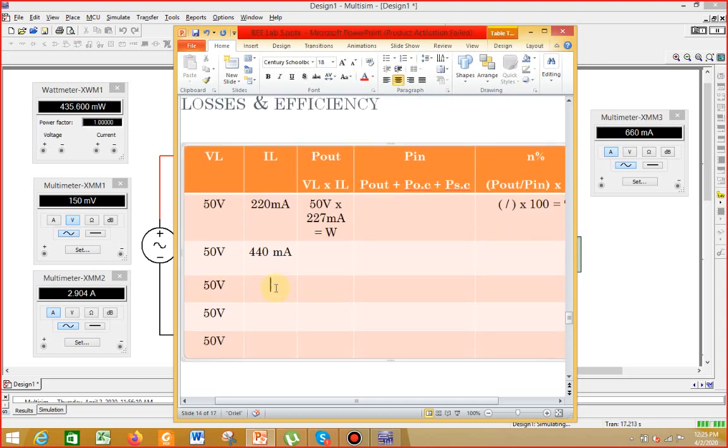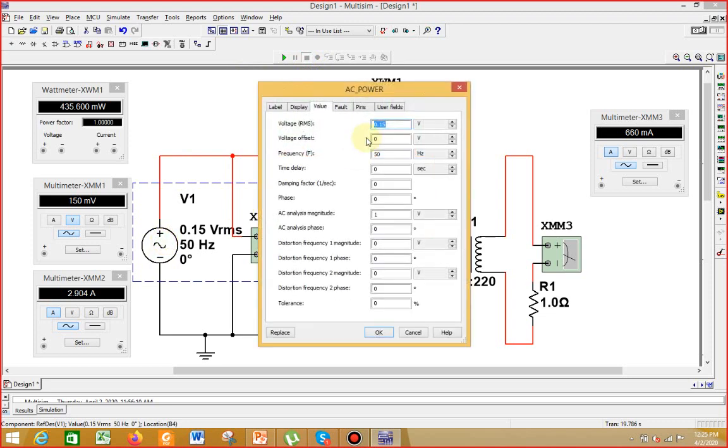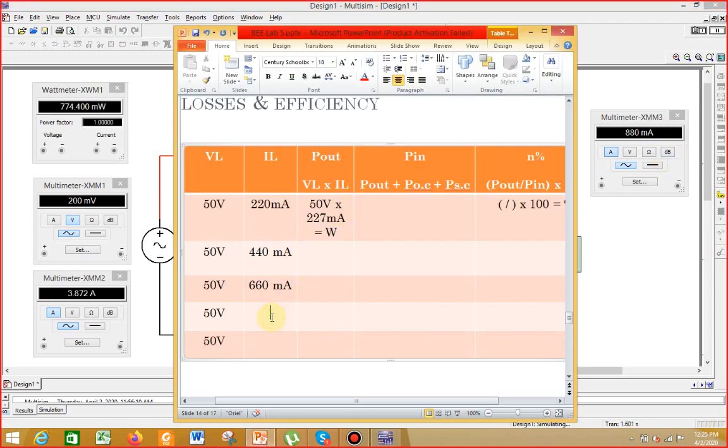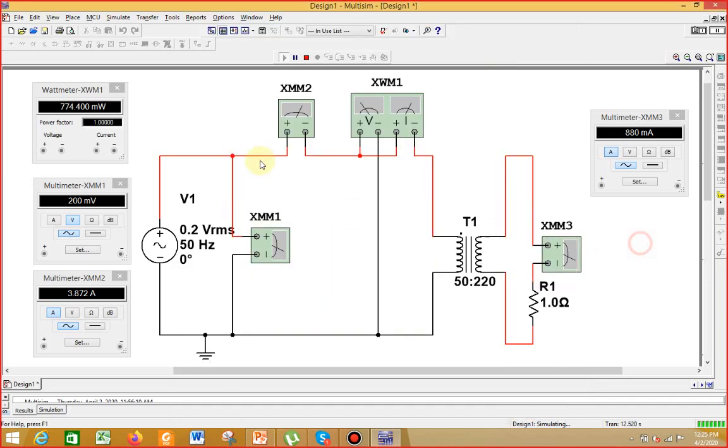And 660 milliamps is the load current. Then again we need to increase the voltage and record the values. So 880 milliamps, the voltage now is 200 millivolts and 3.872 amperes. Power is 774.4 milliwatts.